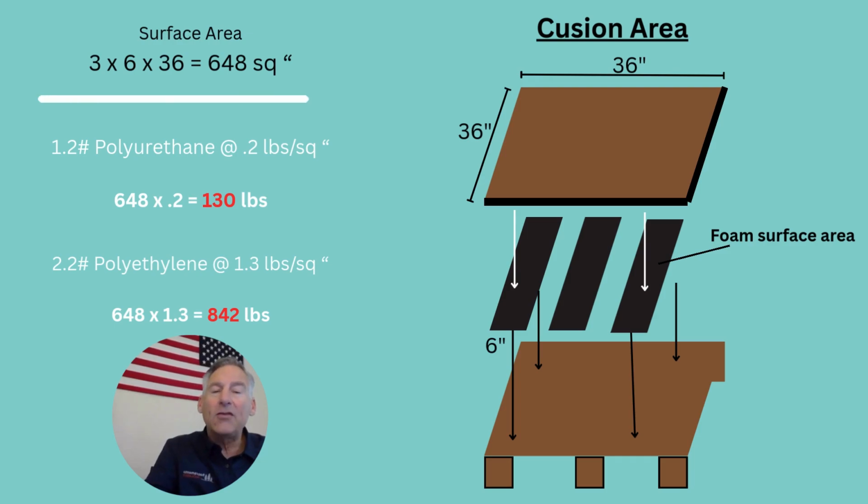Now, if I used that same size material, but used a 2.2 pound polyethylene, which we would float at 1.3 pounds per square inch, we could use the same surface area foam and support a unit properly that weighs 842 pounds. So by mixing and matching the density and size of flotation that you use, you can perfectly match the weight of the unit to the foam type that you use.